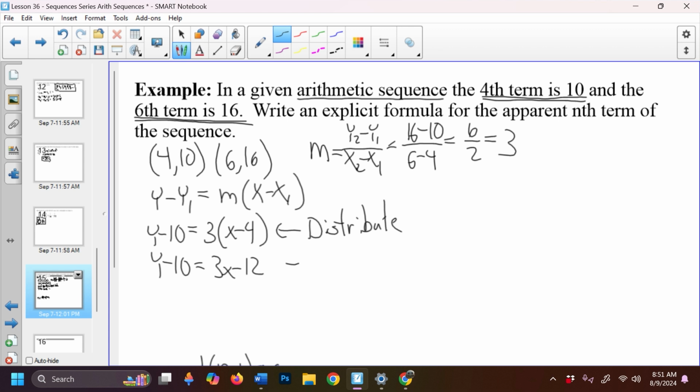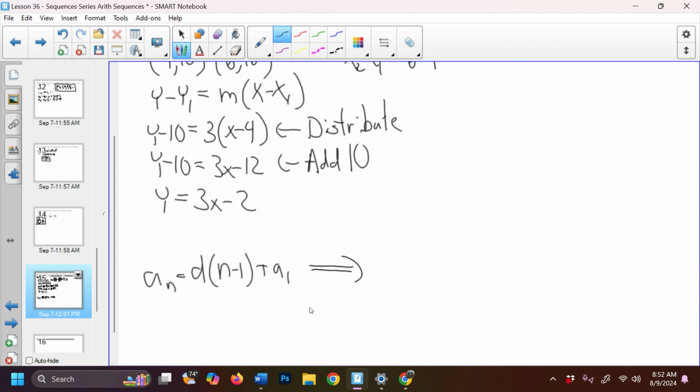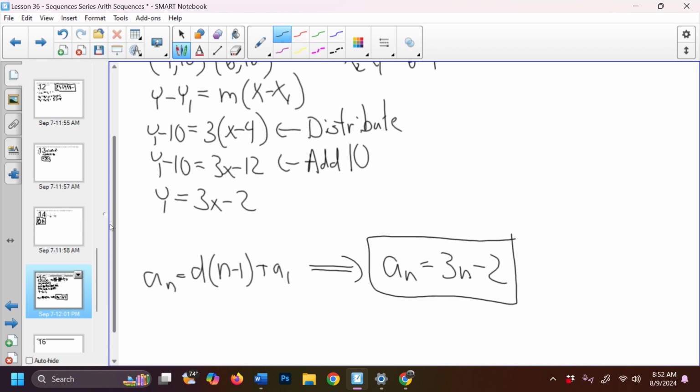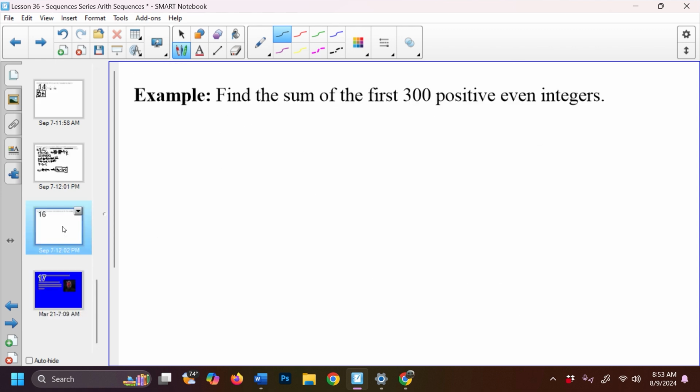And then I'll add 10 to both sides. And I'll go y equals 3x. And then when I add negative 12 plus 10, it will be negative 2. And I just need to convert it into this form. And you'll notice that my final answer, a sub n is equal to 3n minus 2, is a nice, neat equation. And you'll notice that the common difference in the arithmetic sequence is the same as the slope in the original one.